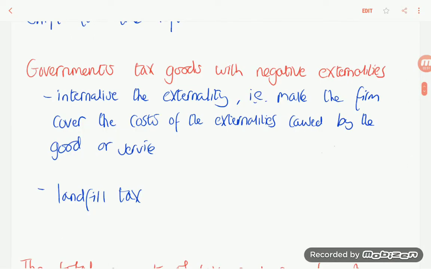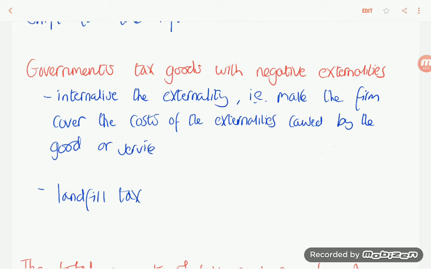Governments tax goods with negative externalities. Governments often put extra indirect tax on goods that have negative externalities such as petrol, alcohol and tobacco. Governments may use multiple indirect taxes on one item. For example, in the UK, cigarettes have a specific tax called excise duty and an ad valorem tax on their retail price.